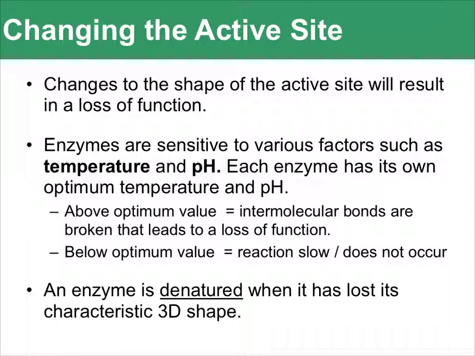So if an enzyme is exposed to a temperature or a pH above its optimum value, the intermolecular bonds are broken, which leads to a loss of function. So the active site doesn't work anymore. If it is below the optimum value, the reaction will either slow or not occur. The thing to remember is that below the optimum value, it doesn't denature the enzyme, it just slows down the reaction. An enzyme is denatured when it has lost its characteristic 3D shape, so its active site has been destroyed.